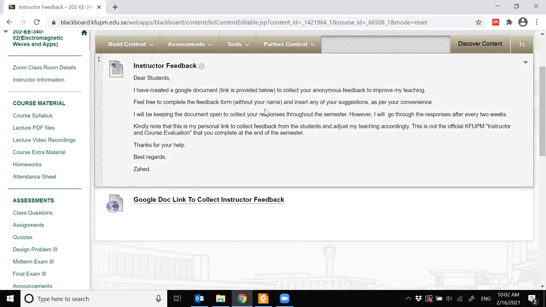You can even write a couple of sentences. I have kept it open throughout the semester, but try to do this in a week so that I can collect your feedback after a week and then plan our next move.